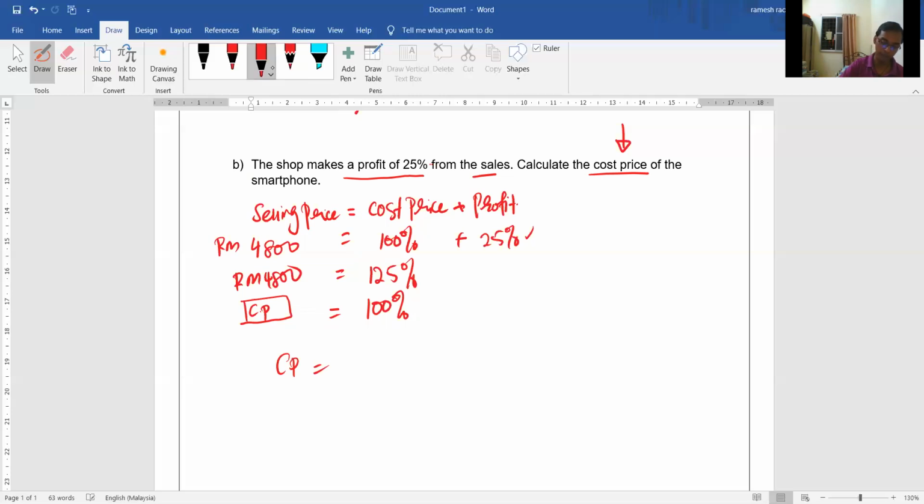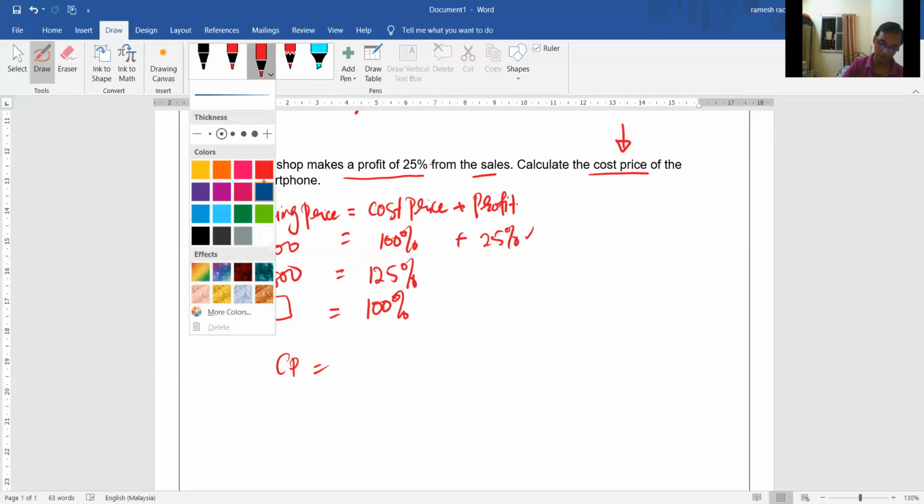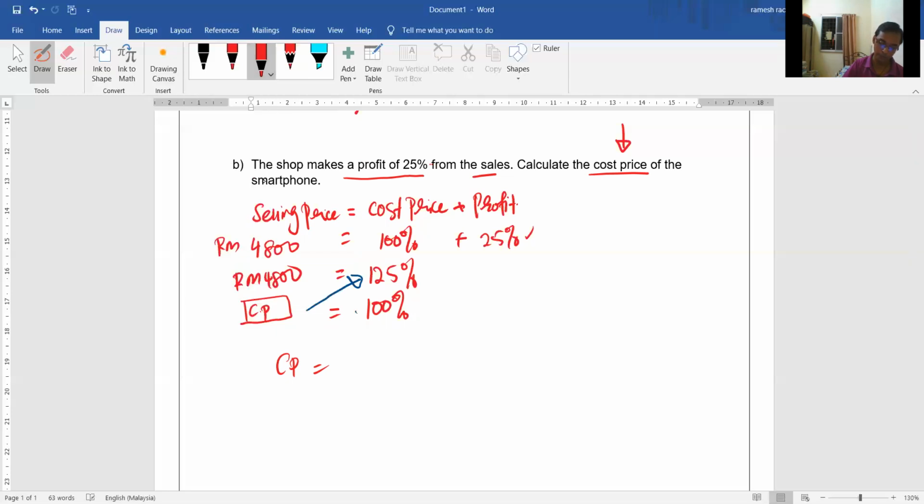So you have to play around with cross multiplication. You have to times with this, you have to times with this. When I times by 100%, this one you have to divide. So you'll get like this. The profit is 25%, your cost price is 100%, so your selling price already includes 125%.